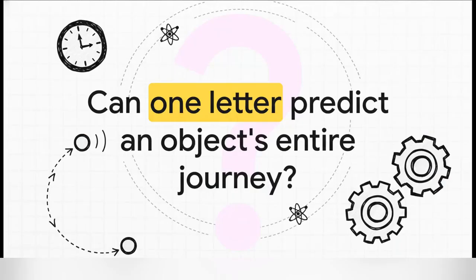So seriously, is it possible? Can one letter really map out an object's whole journey? The answer is a huge, resounding yes. You see, in physics, there's this amazing little shortcut, and the master key is the letter t, for time. Let's find out how this one little letter tells us everything we need to know.